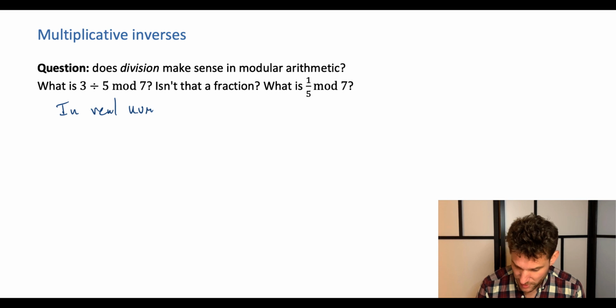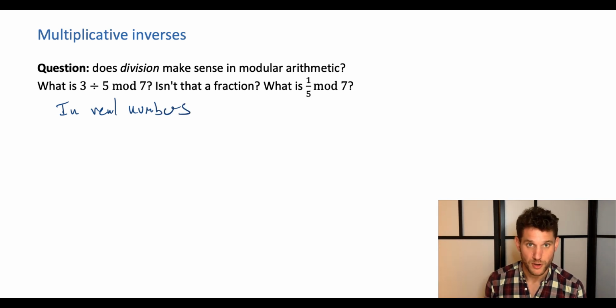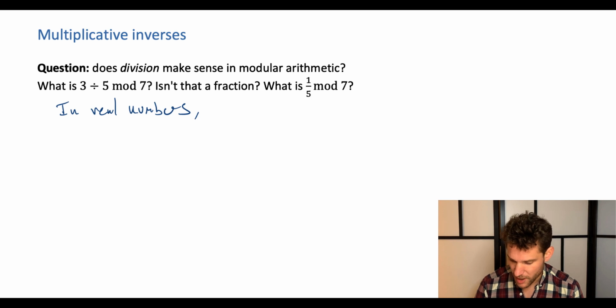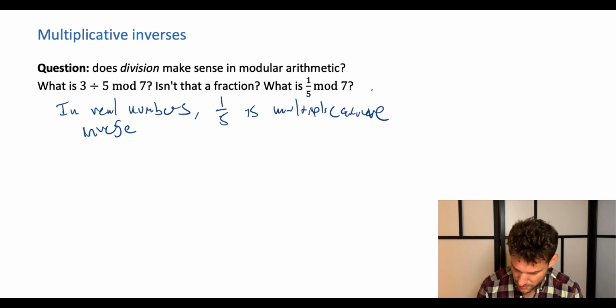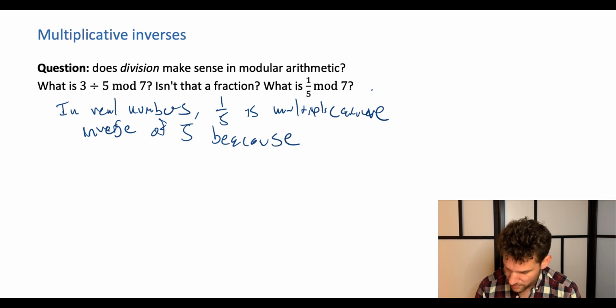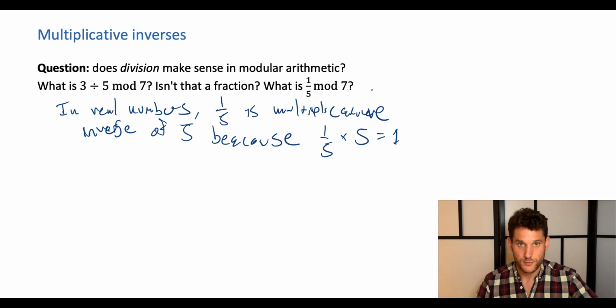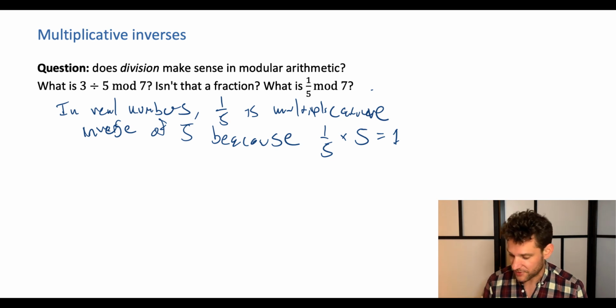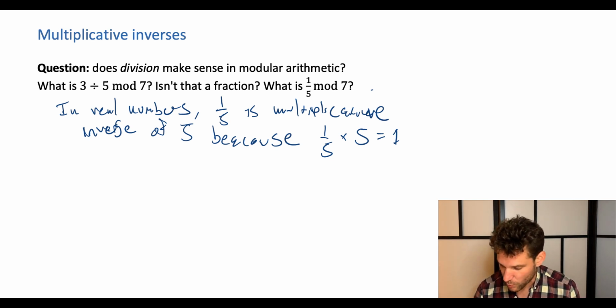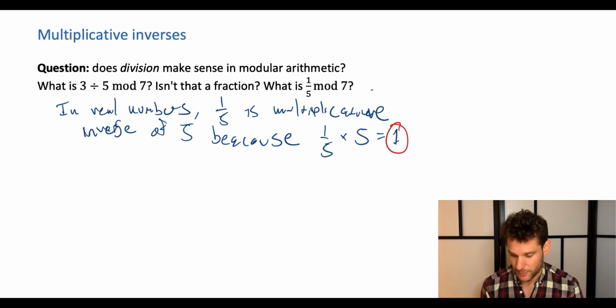So when working with real numbers, not the integers modulo n, but the real numbers, 1/5 is the multiplicative inverse of 5 because 1/5 times 5 equals 1, right? So like with fractions, we can say 1/5 is the multiplicative inverse of 5 because when I take 5 times 1/5, I get the number 1, right? The key thing is that I get this number 1, which is the thing I'm trying to get back to.